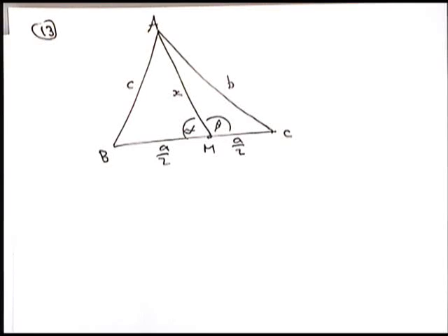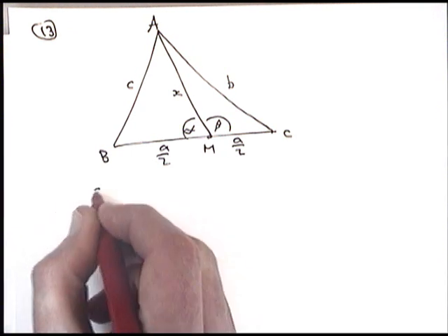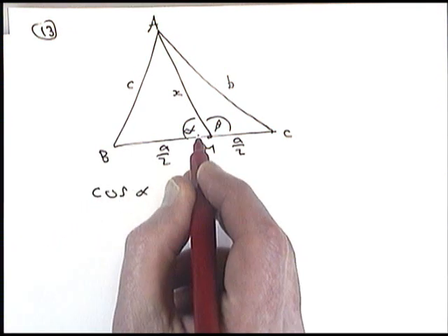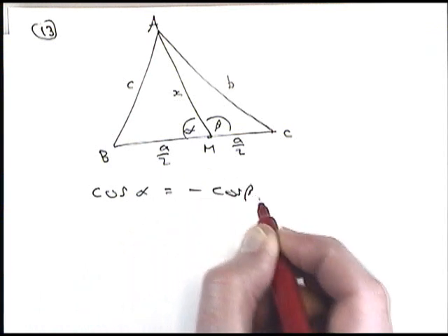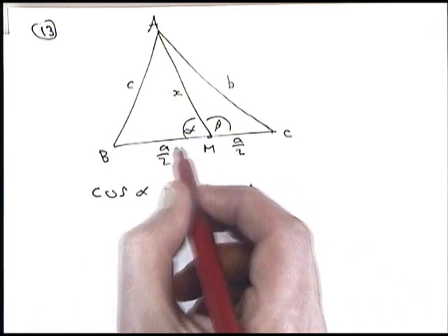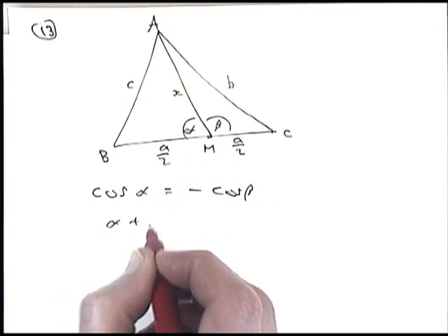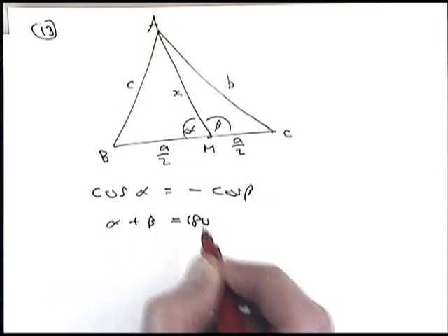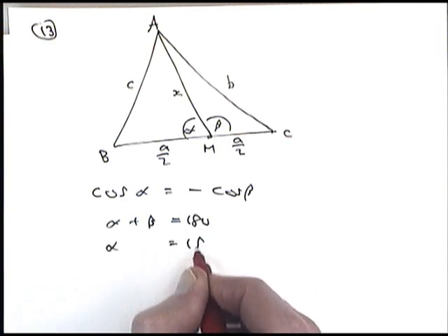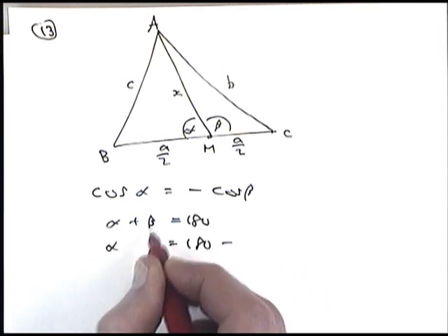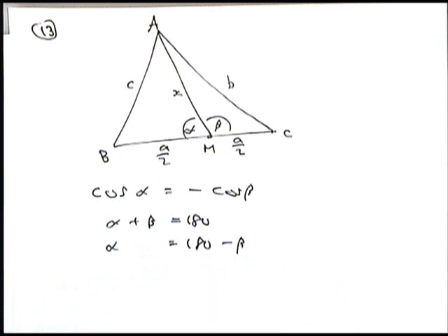AddMaths 2008 question 13. What we've got to do first of all is explain why cos of alpha, alpha is this angle here, is the same as minus cos of beta. Alpha and beta lie on a straight line, so that means alpha plus beta must be equal to 180 degrees. So that also means that alpha is the same as 180 take away beta.